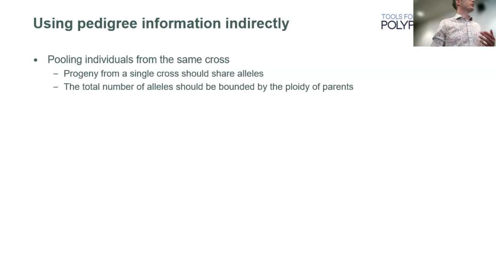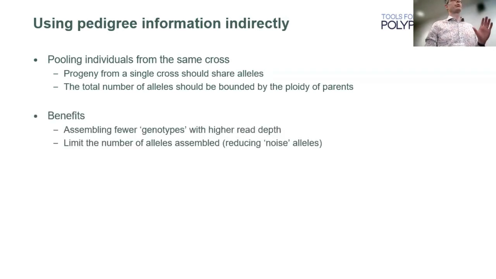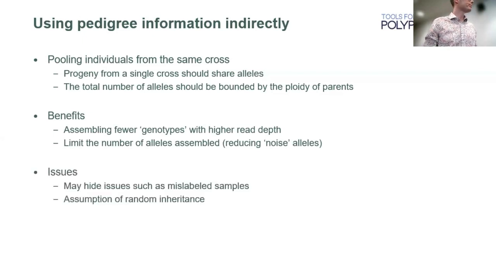So using the pedigree information indirectly, basically this comes down to pooling of individuals from the same cross. The idea here is that progeny from a single cross should share the same alleles. So if you're crossing two tetraploid parents, then all the progeny from that cross should share the same alleles as the parents. That means the maximum number of alleles present there is eight. And assuming not too much selection or not too much bias in inheritance, those alleles should be roughly in proportion to their dosage in the original parents. So essentially what we're doing here is treating a tetraploid cross as a pseudo-octoploid individual with very high sequencing data. That's the idea.